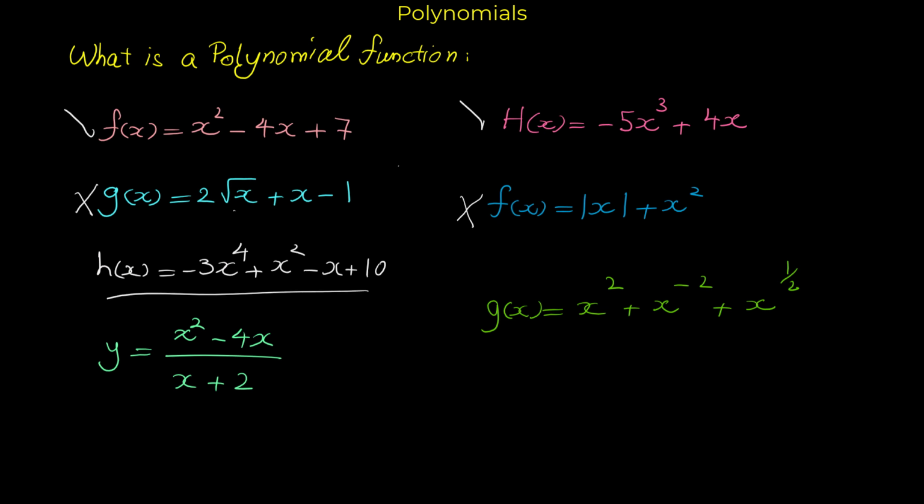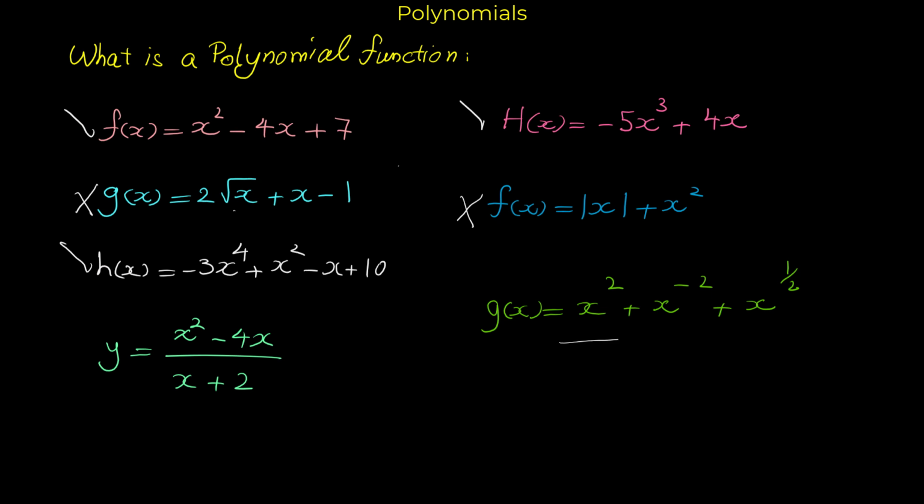What about h? In the equation of h of x, we have negative 3x to the 4, which is a fine term. We have then x to the 2, which is also a term that can be in the equation of a polynomial. Then we have negative x to the 1, and at the end we have a constant. So nothing is wrong with this equation. So this is a polynomial function.